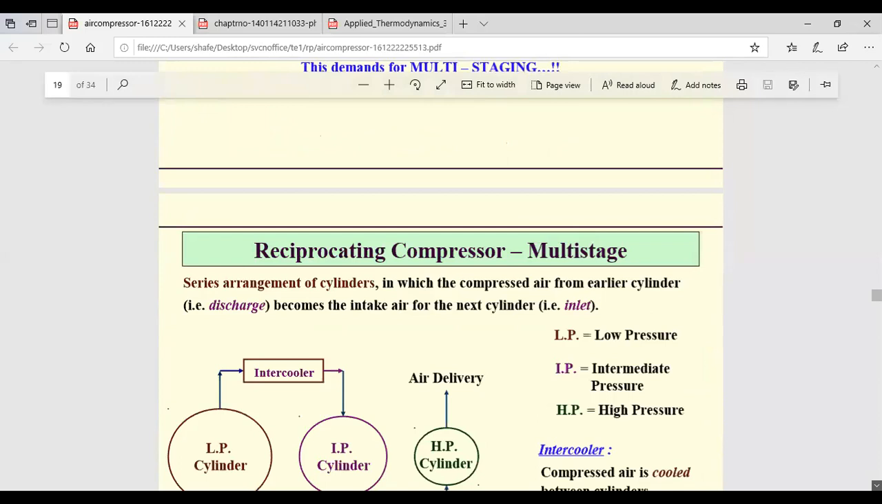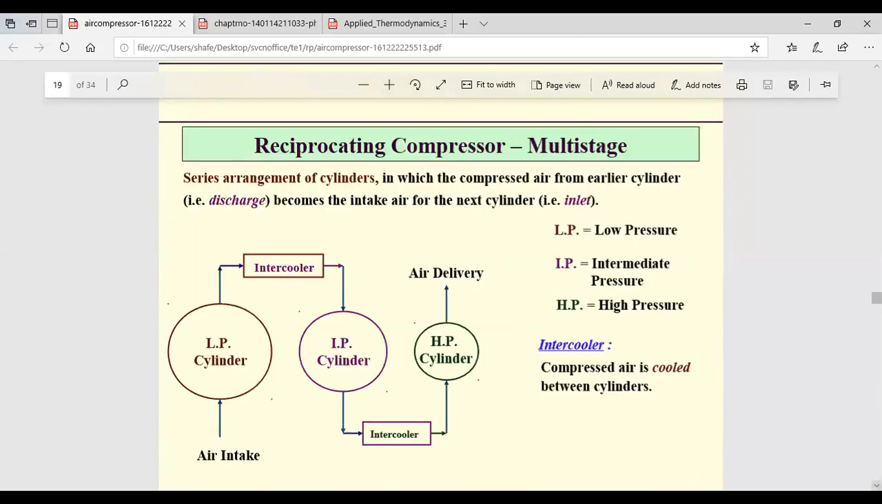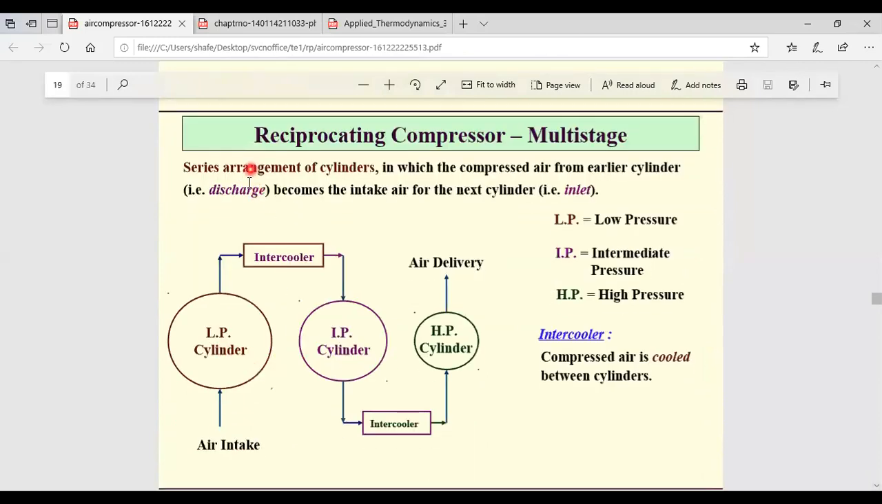Now the multi-stage compressor will be like this. It is a series arrangement of cylinders in which air is compressed first here, then passed to a device called an intercooler. I'll tell you what an intercooler is. Then it goes to the intermediate cylinder, then again one more intercooler, then it goes to the high pressure cylinder. Finally, it is delivered to the reservoir. Okay, now the low pressure cylinder.